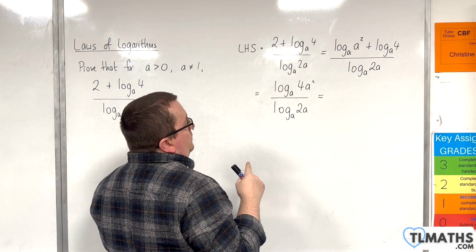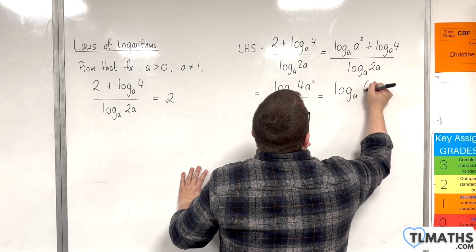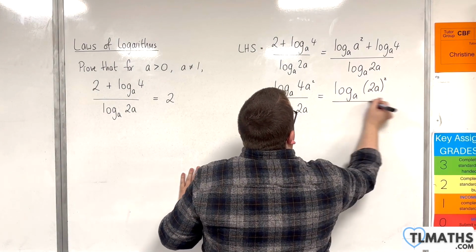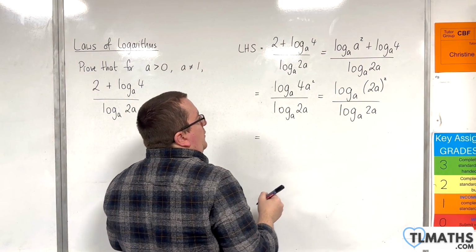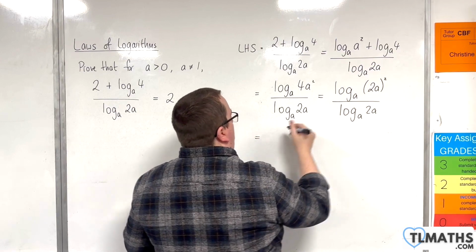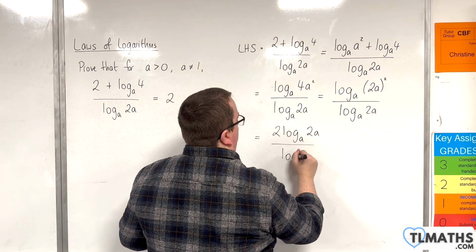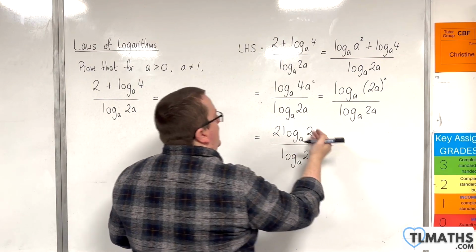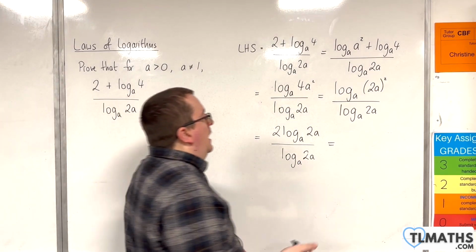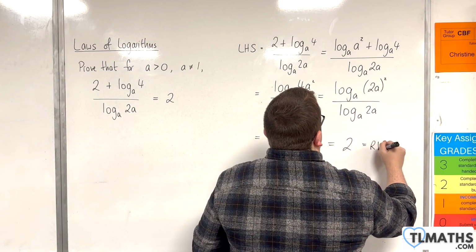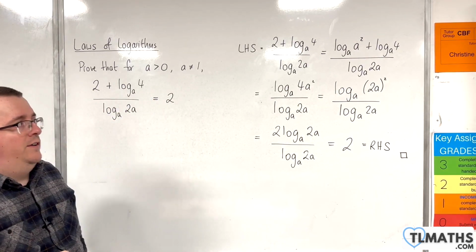So what we're going to do is recognise that 4a squared can be written as 2a squared. Because now I can use the power rule to bring that 2 down to the front. And now we've got log base a of 2a over log base a of 2a, and they cancel. And we just get left with 2, which was our right-hand side. And so we have completed our proof.